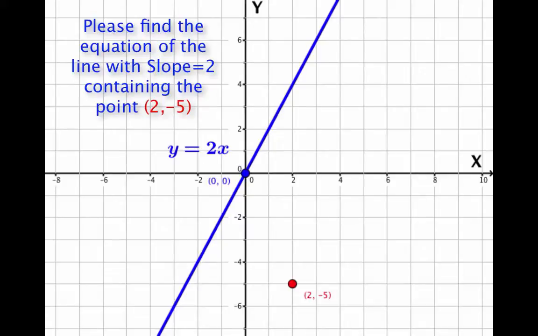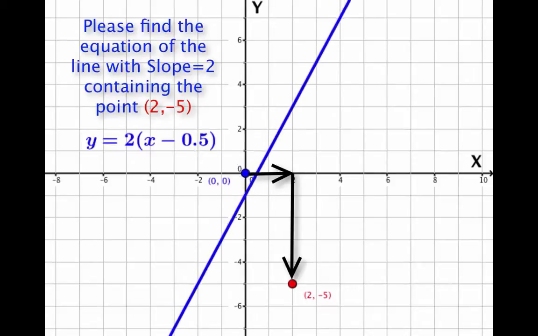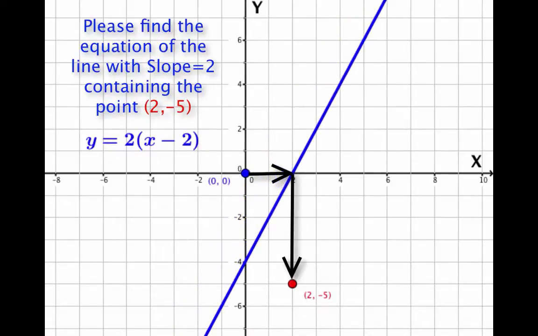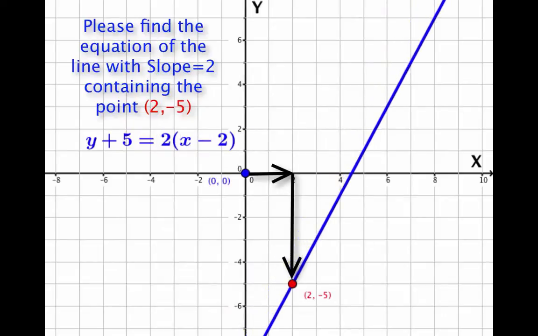We want to take this original graph, the graph of y equals 2x, and all we need to do is move this graph to the right 2 units and down 5 units. But we definitely know how to do that. If we want to move our graph to the right 2 units, all we need to do is replace the x in our equation with an x minus 2. And if we wanted to shift our graph down 5 units, all we need to do is replace the y in our equation with a y plus 5. And so we end up with the equation y plus 5 equals 2 times the quantity x minus 2. And this is the equation for a line whose slope is 2, containing the point (2, -5).